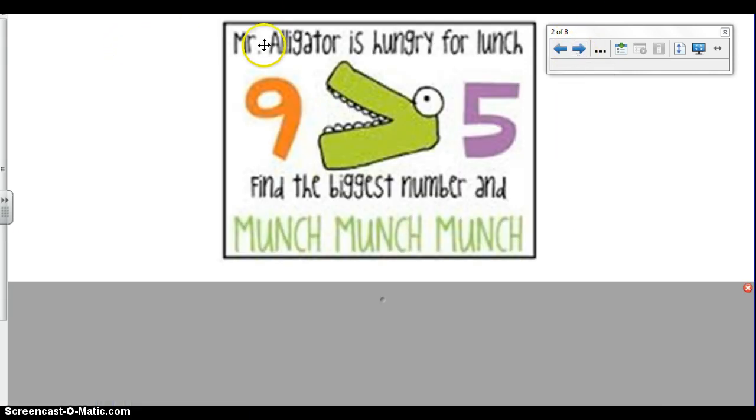Remember yesterday we learned that Mr. Alligator is hungry for lunch. Find the biggest number and munch, munch, munch. So that's why Mr. Alligator is facing his head towards the 9, because he's going to munch it up, because it's the biggest number.